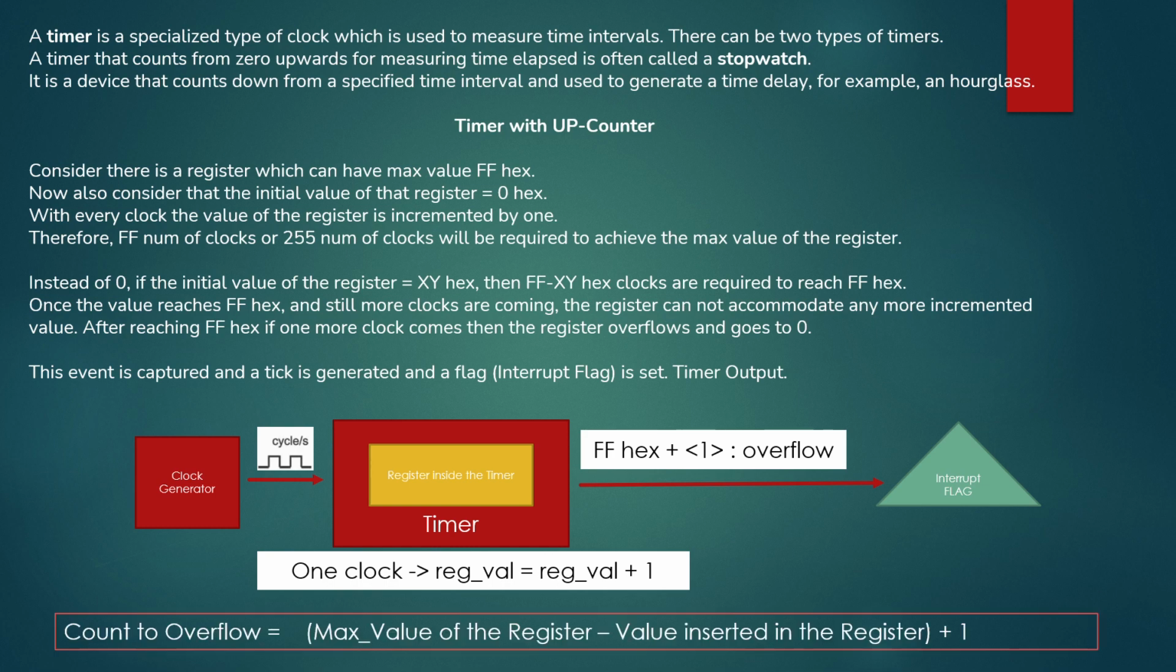So what is the count to overflow? The count to overflow is the maximum value of the register, which in this case is 255, minus the value inserted in the register. What is the value inserted in the register? It is your value. It can be 0, it can be 30, it can be 40, or whatever it is, plus a value of 1. Why? Because to overflow you need one more clock.